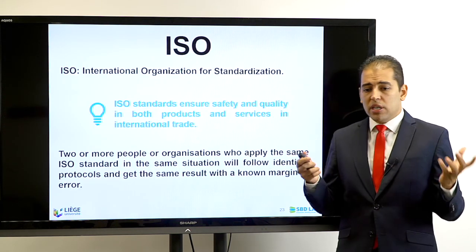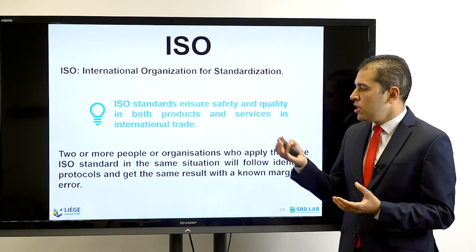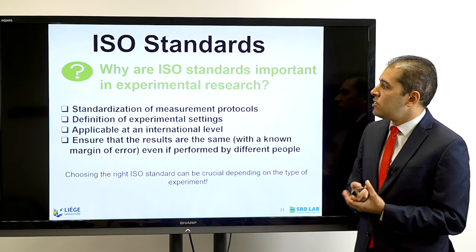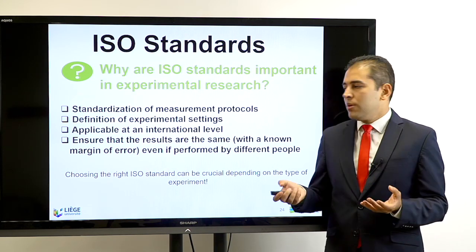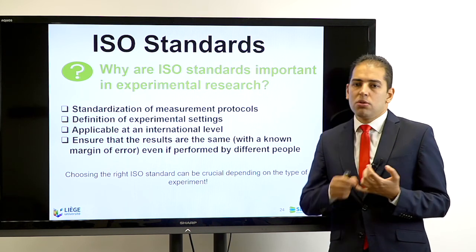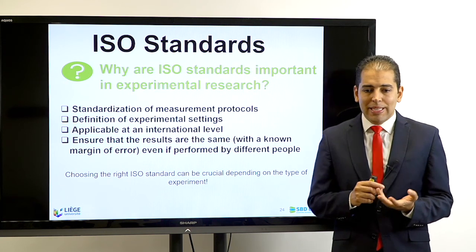Don't hesitate to check ISO standards in your field. For example, ISO standards can ensure safety. You can look for existing standards. Why are ISO standards important in experimental research? Because they help you with standardization of the measurement protocol. Many protocols are based on standards. They help in the definition of the experimental setting.